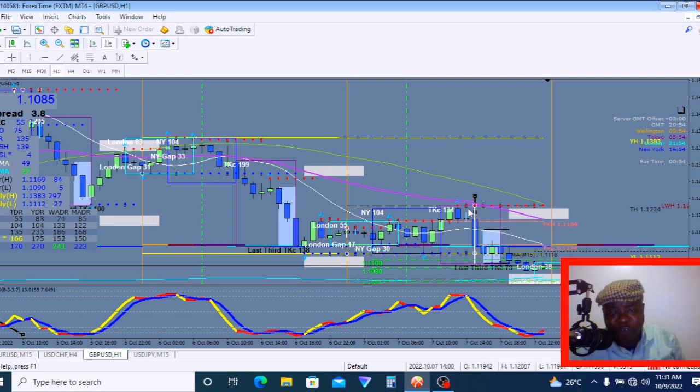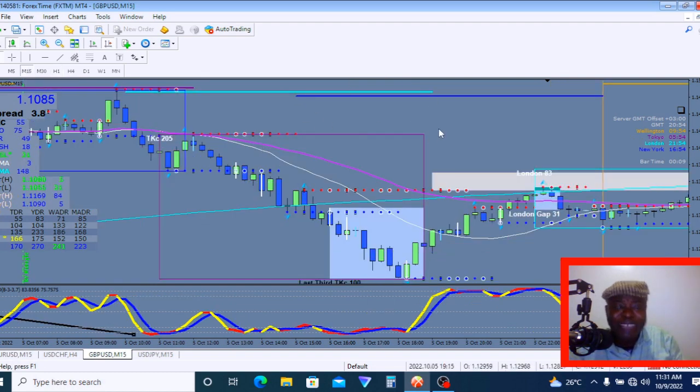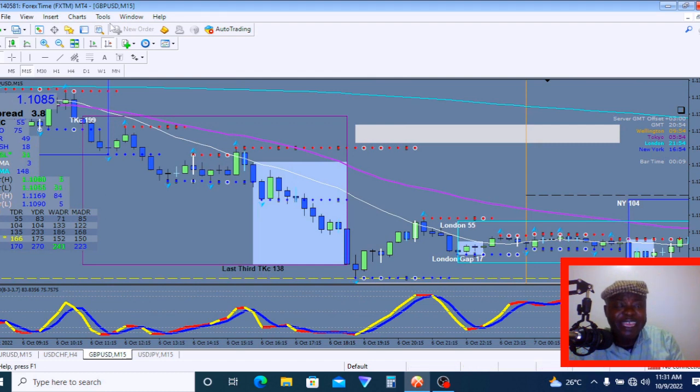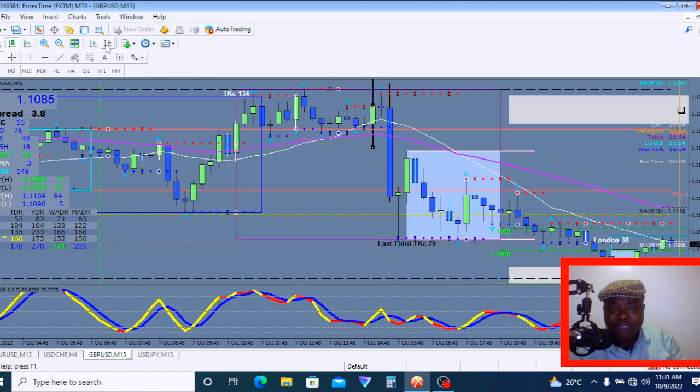So look at it from here. Now we have this. Now if I want to take my trade, immediately you have this. You look at your 15 minute. Is your 15 minute also speaking the same thing as the engulfing pattern you have in a bigger time frame? Look at it from here. Yes, our 15 minute is speaking the same thing. Look at our 15 minute chart. It's speaking the same thing.